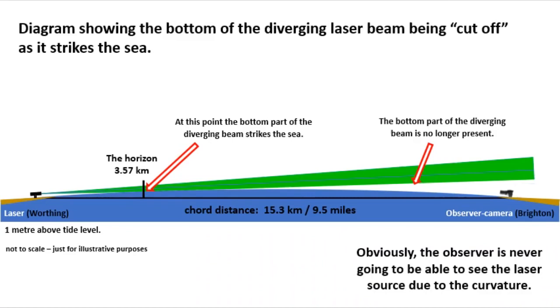Here's a diagram showing the bottom of the diverging laser beam being cut off as it strikes the sea. At this point, the bottom part of the diverging beam strikes the sea. The bottom part of the diverging beam is no longer present further down the line. Obviously, the observer is never going to be able to see the laser source due to the curvature.